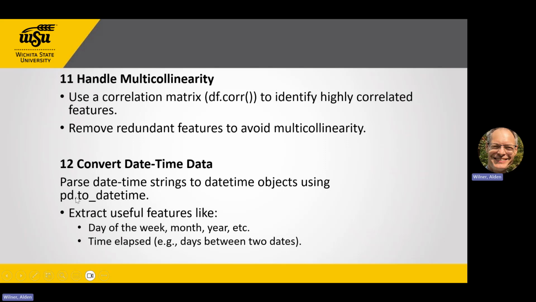So when you have a high correlation, you want to figure out some way, maybe we remove the redundant features to avoid our multicollinearity. We want to convert date time format to ISO 8601. You can use whatever format you want to. I'm going to use ISO 8601 because it is the one true date format. We want to extract useful features like the day of the week, the month, the year, and so on and so forth.